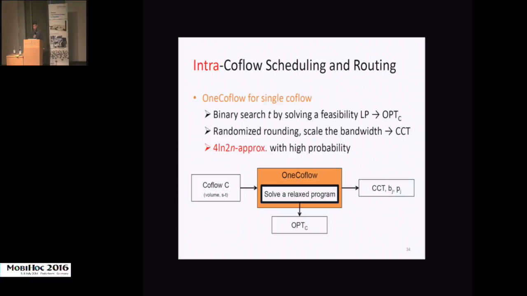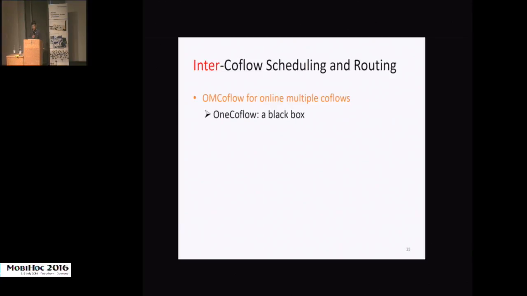So after the analysis, we show that Untitled can achieve a 2n approximation ratio with high probability. And here, n is actually the node number in networks. So next, let's move to the Intra-Coflow scheduling routing.